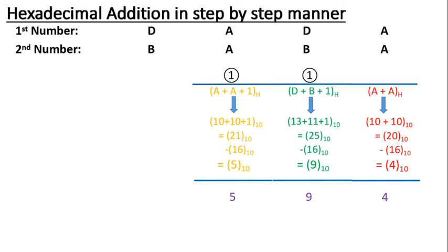And then a carry will be forwarded to the next digit, the MSB digit of both the numbers which are to be added together. So this particular step is shown now. It is D plus B plus 1 hexadecimal. Again, expressed in their corresponding decimal equivalents, it is 13 plus 11 plus 1 decimal, which comes to 25 decimal.